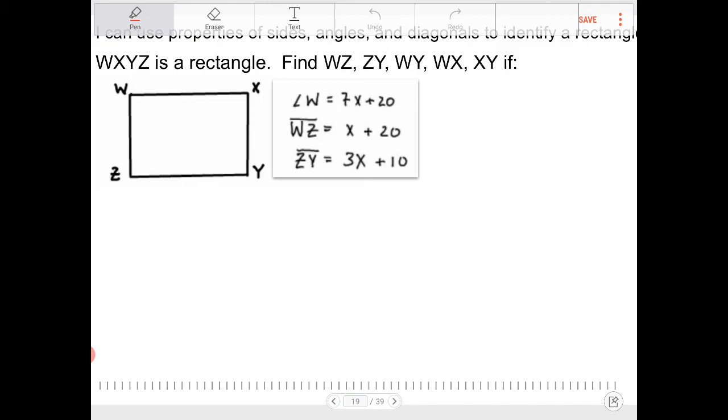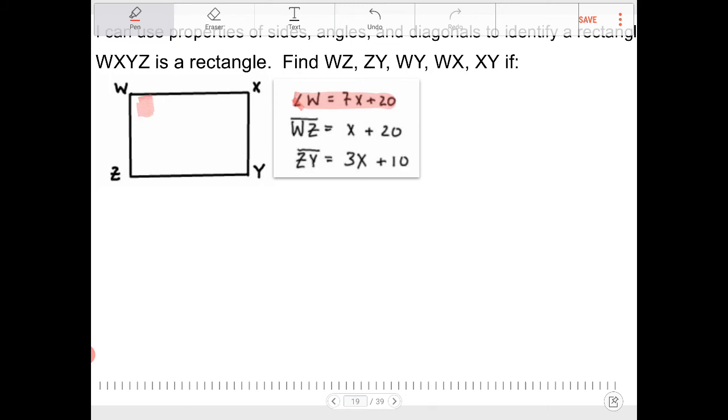Looking at this, yes, I'm given three expressions all involving x. However, angle W, I'm telling you, is equal to this thing. But we know what angle W should equal because this is a rectangle after all. Angle W has to equal 90. So that is what we're going to do to solve for what x is. So 7x plus 20 will equal 90. Subtract both sides by 20, and then divide by 7.